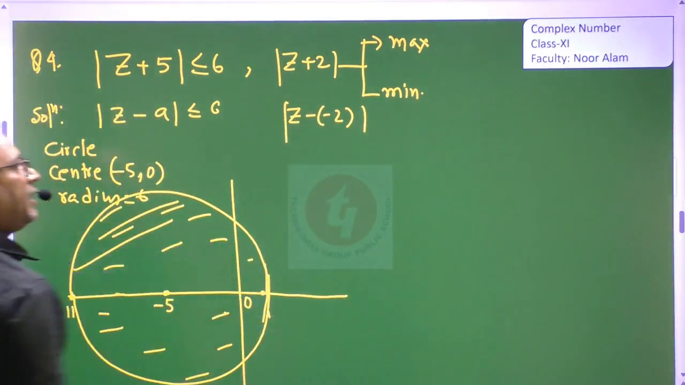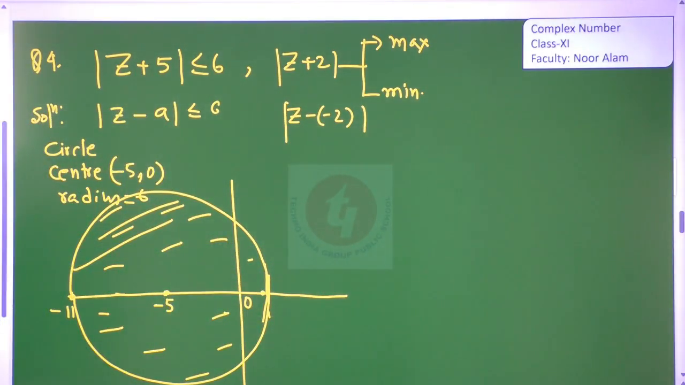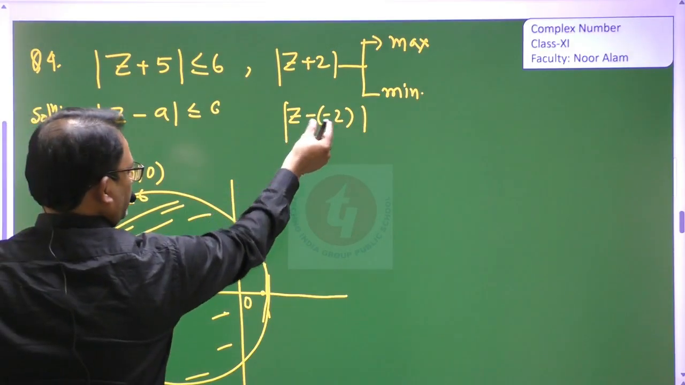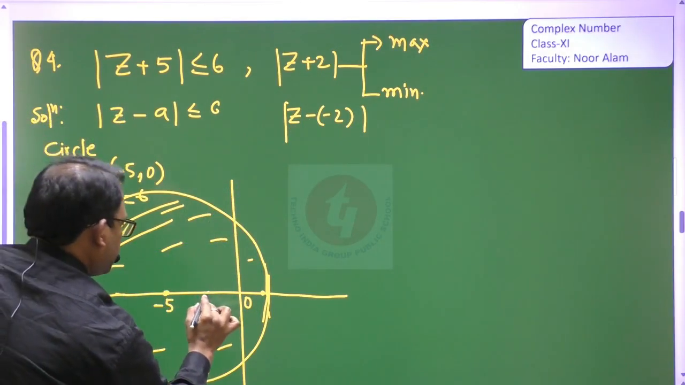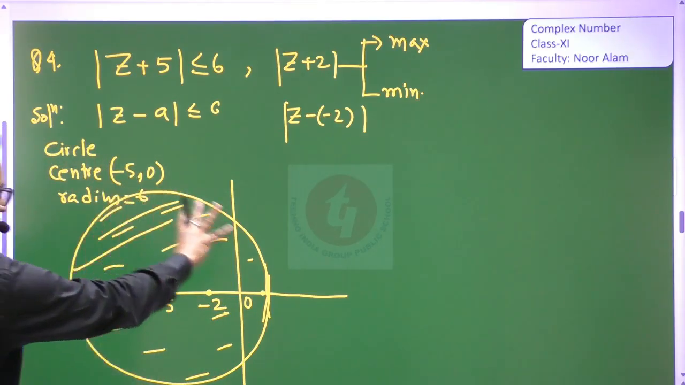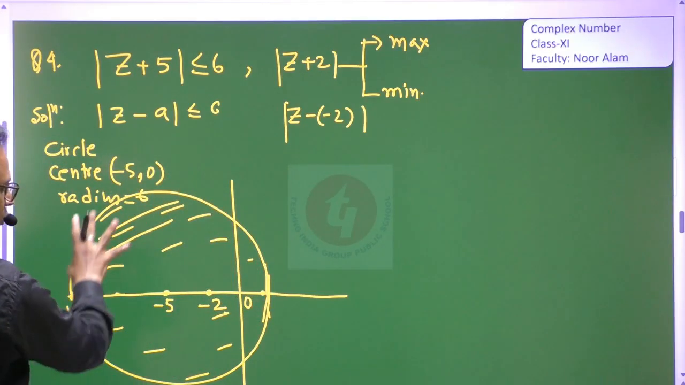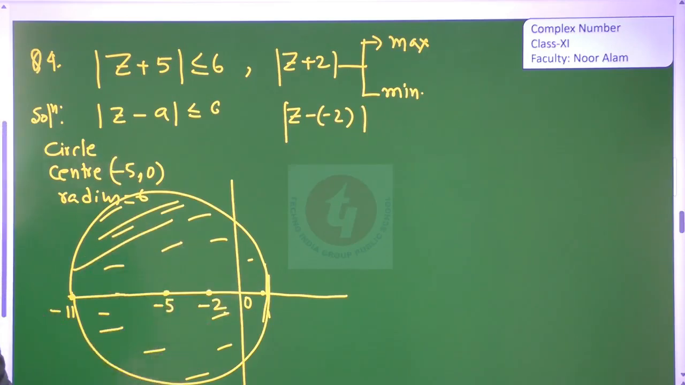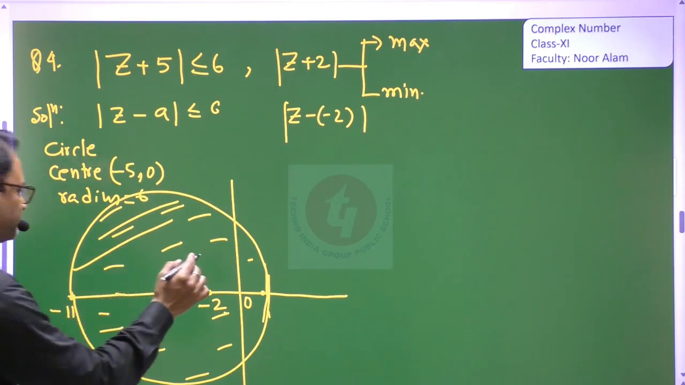So this distance we have to find out, when it is maximum and when it is minimum. Minus 2 is somewhere here, this is the minus 2 point. Now the question is, z is everywhere on this circle. So when will the distance be minimum? Pause the video and think for 20 seconds. If you get the answer, it is okay, otherwise you can see the video.